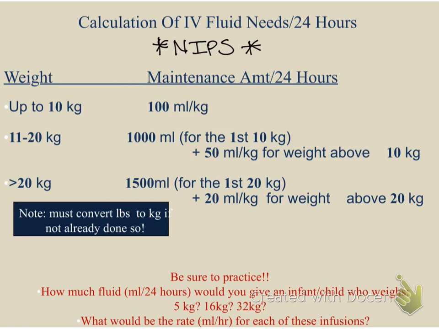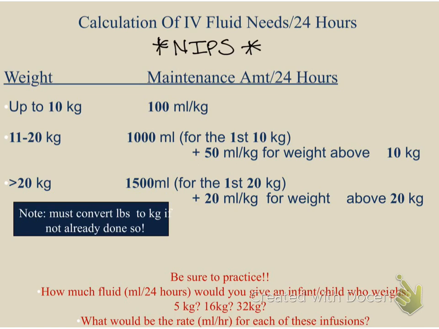26 times 20 would have only given me 520 mLs. That's why you've always got to start at step 1. That's one mistake I'll see students make. They're like, oh, 26, anything greater than 20, I'm going to give just 20 mLs per kilo. Nope, you always start with the first 10 kilos, or you're not going to give enough.